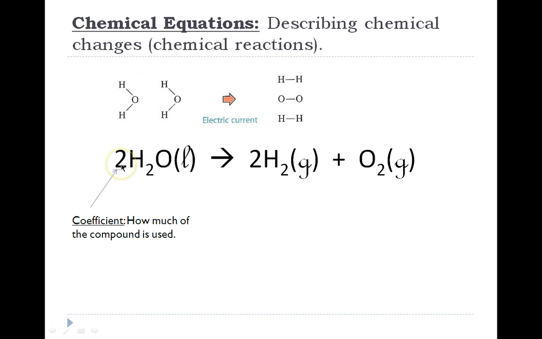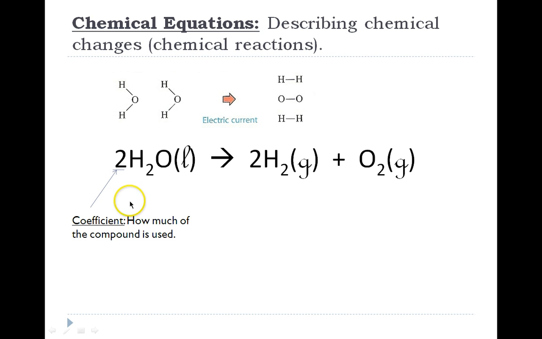We use coefficients to describe when we have more than one of the same molecule. So in this case we have 2 molecules of water, and this L here represents that it's in a liquid state of matter. The G's over here represent the gas state of matter. So we have 2 hydrogen molecules produced that are gases and 1 oxygen molecule produced that is a gas.